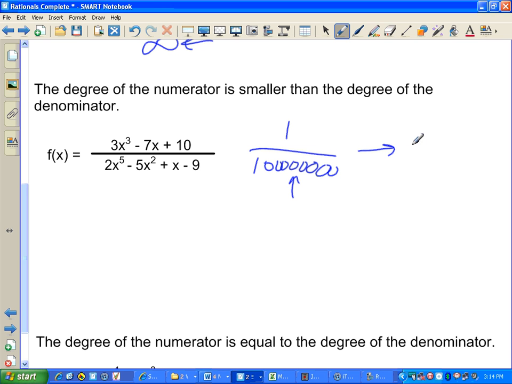So this means our ends are both going to be approaching 0. As we go right, we're getting closer to 0. As we go left, we're getting closer to 0. So this is actually creating a horizontal asymptote at 0.